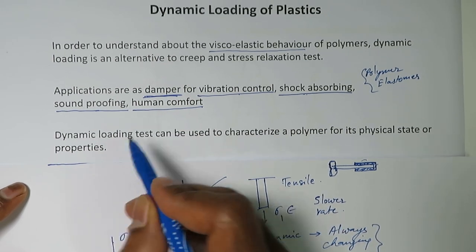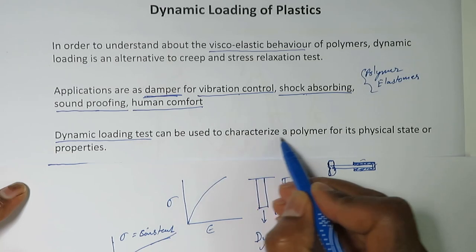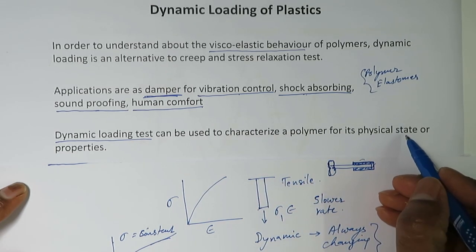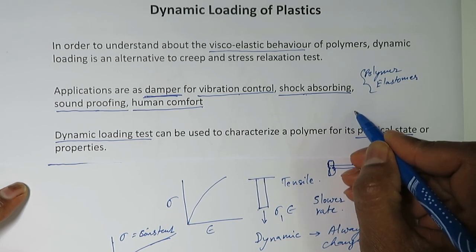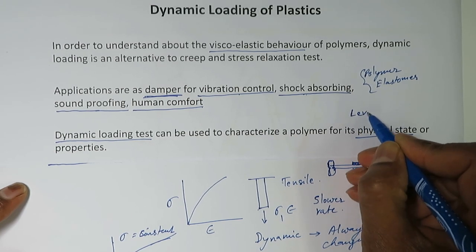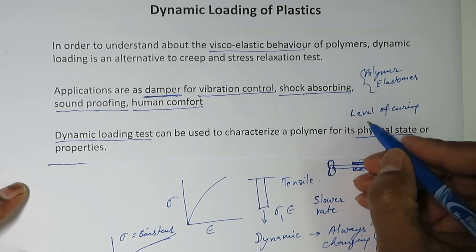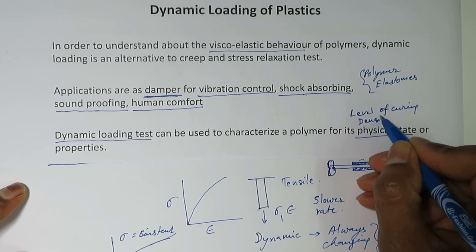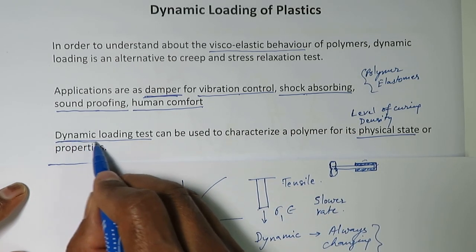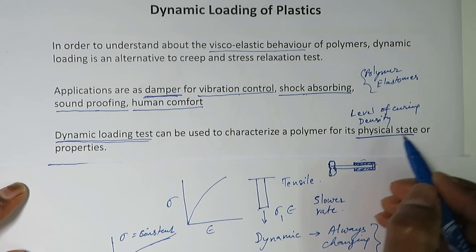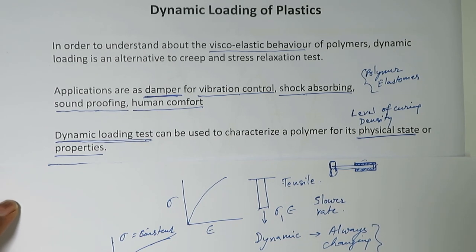Dynamic loading tests. So using this concept of dynamic loading, there is something called dynamic loading test, which can be used to characterize a polymer for its physical state or properties. So many physical state or physical properties, for example, level of curing in a thermoset material, or any other physical property, density and so on, can be determined using dynamic loading testing. That means we can understand about the material properties using dynamic loading testing. So this also we will study in this part.